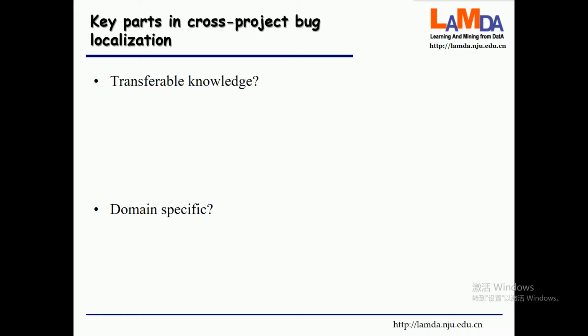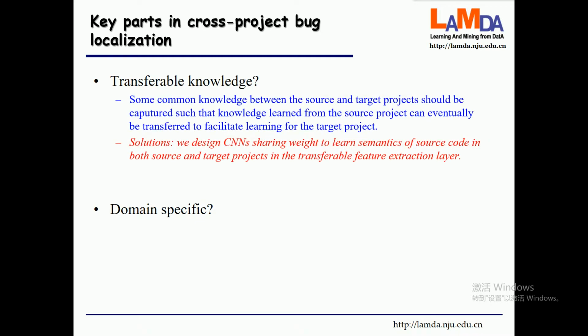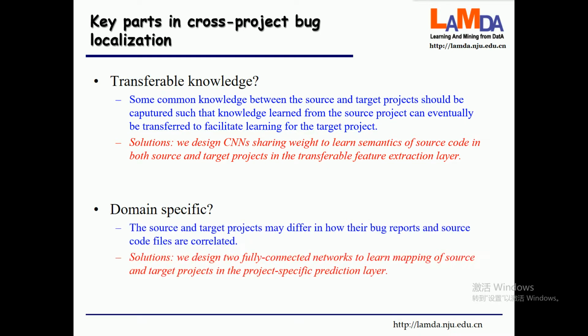Firstly, considering transferable knowledge, some common knowledge between the source and target projects should be captured such that knowledge learned from the source project can eventually be transferred to facilitate learning for the target project. Our solution is we design two convolutional neural networks that share weights to learn semantics of source code in both source and target projects. Second, considering domain specificity, the source and target projects may differ in how their bug reports and source code files are correlated. We design two fully connected networks to learn mapping of source and target projects in the project-specific prediction layer.